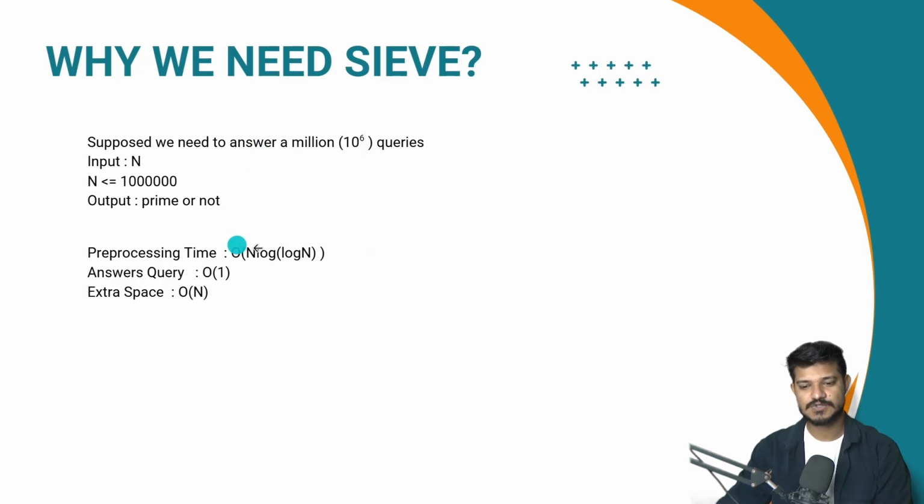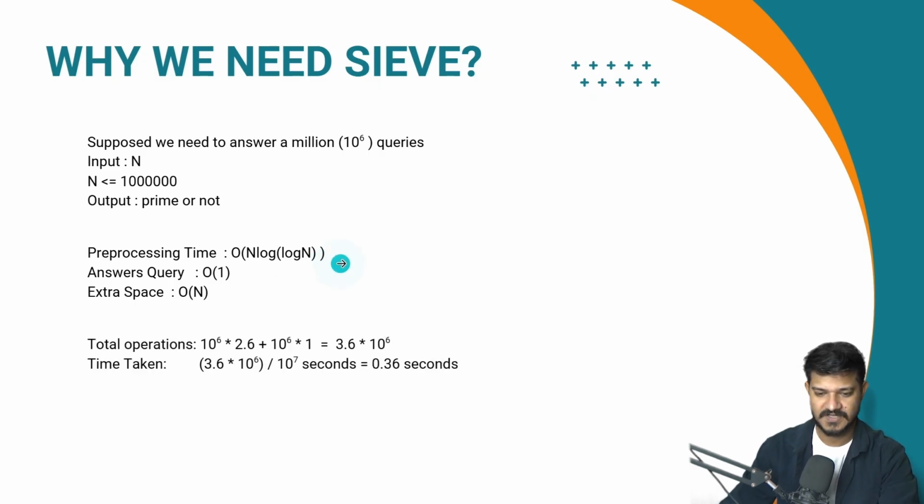Same situation. Now the way Sieve works is that it does a little bit of pre-processing, which takes N log log N time. Once the pre-processing is done, you can answer each query in constant time, that means big O of 1 time, and of course it takes extra space big O of n. Now the pre-processing time is N log log N. So if we calculate again, the total number of operations will be 10^6 times 2.6. When n is 1,000,000, log log n is roughly 2.6. So 10^6 times 2.6, and then there are 1,000,000 queries, so 10^6 times 1, because each query now you can answer in constant time.